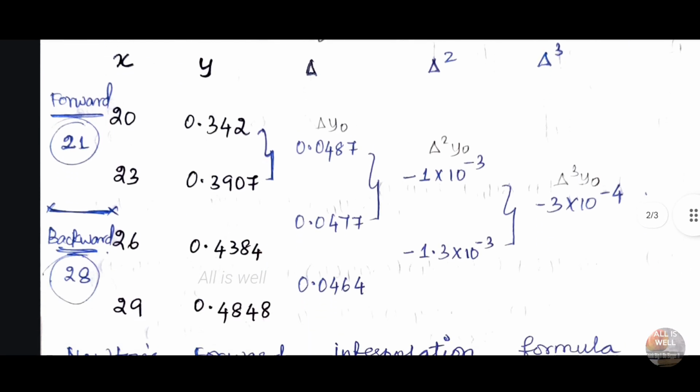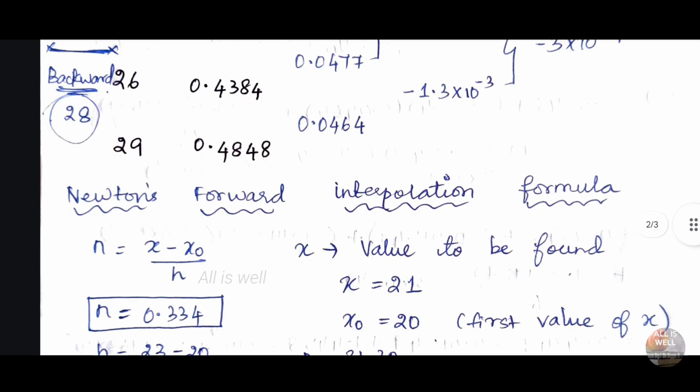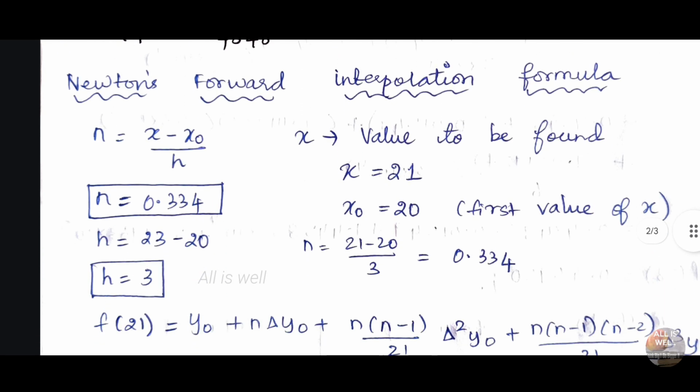The condition in the question is to find y at x is equals to 21 and 28. Firstly, divide the set into half and check whether the value comes in forward set or backward set. After finding the same, use the corresponding formula to find out the value. Here, in the formula of n, x is the value to be found, that is 21, and x0 is the first value of x, that is 20. H is nothing but the difference of x values, that is 3.